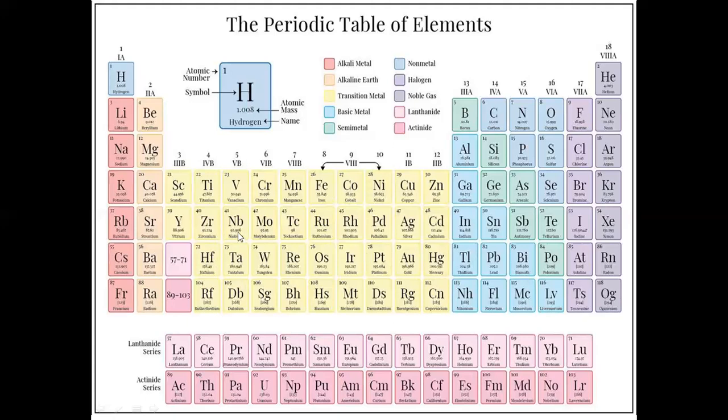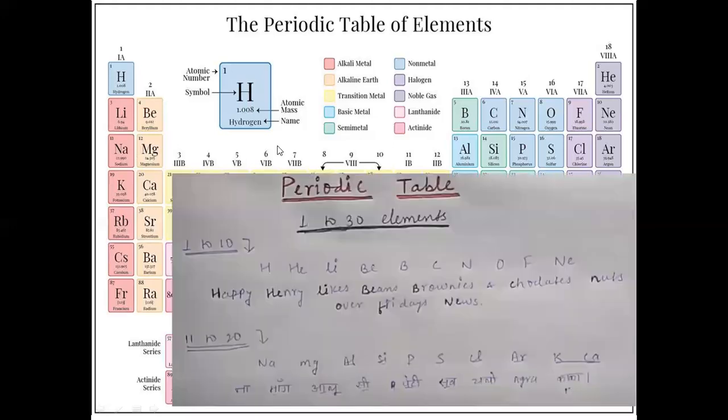You don't have to remember all of them. You just have to remember the first 20. How to remember? See, till 10, some way you have to remember. We are trying to write 1 to 10: hydrogen, helium, lithium, beryllium, boron, carbon, nitrogen, oxygen, fluorine, neon. So: Happy Henry likes beans, brownies, and chocolates, nuts over Friday news.